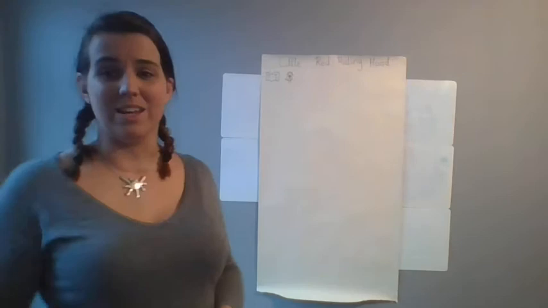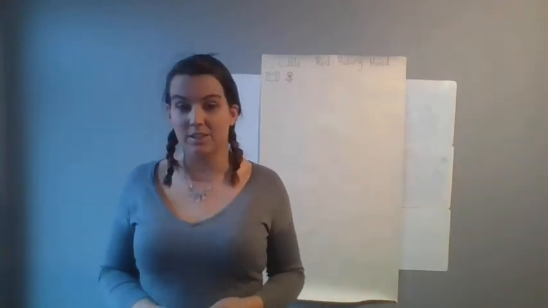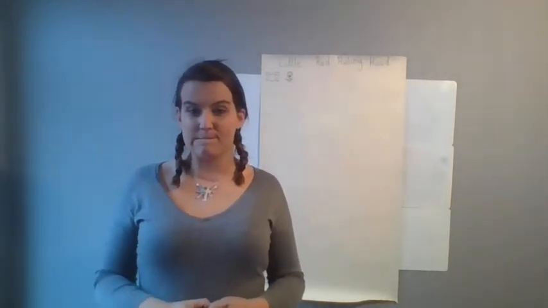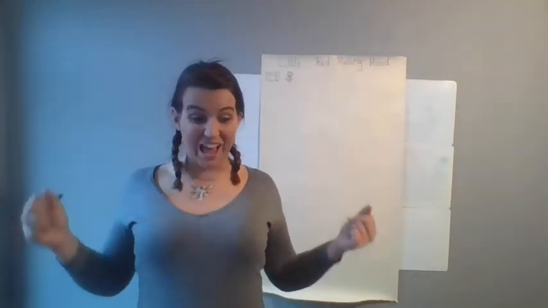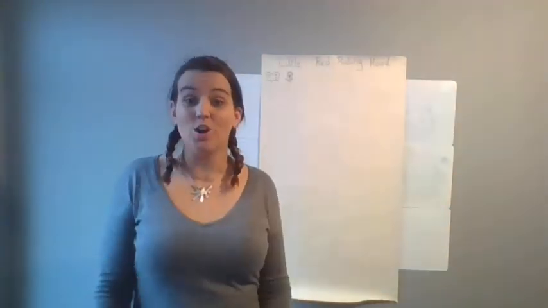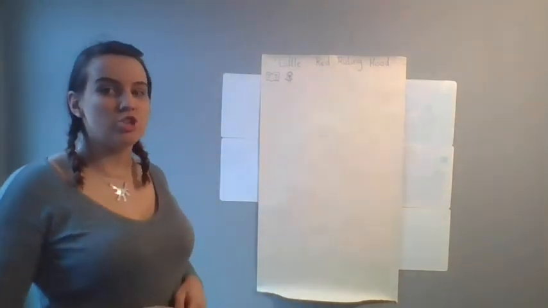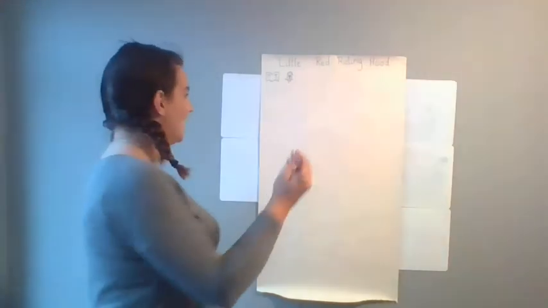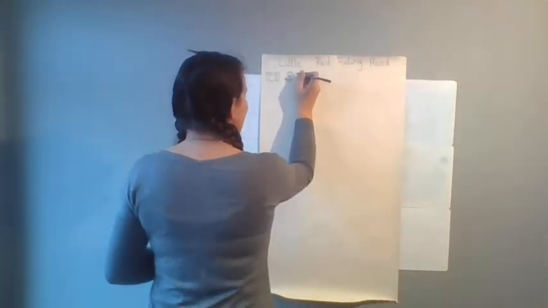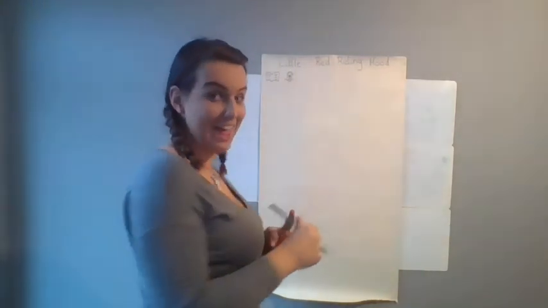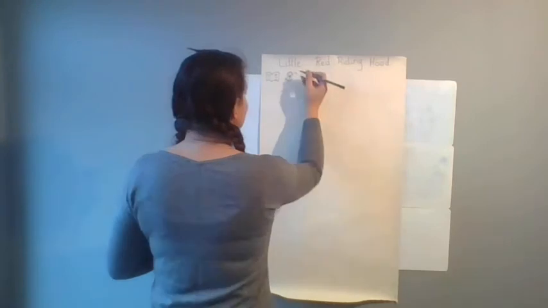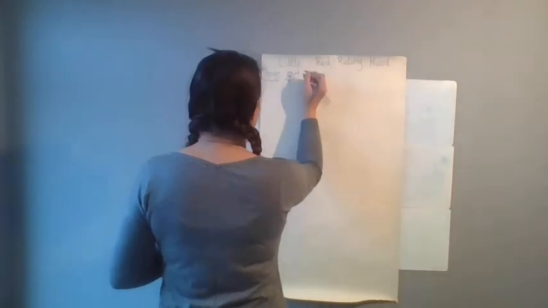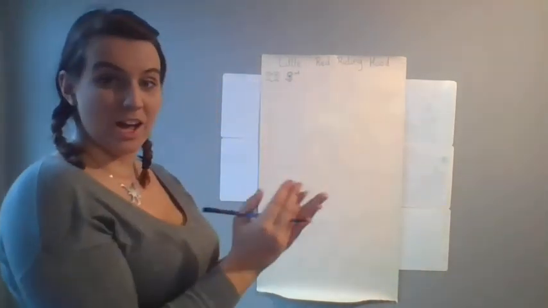Now, why is she called Little Red Riding Hood? What do you think? Because she wears a red cloak that has a hood. You're right. So, what sound does red start with? Red. Well done. So we're going to write red here. Red. So, once upon a time, there was a little girl.